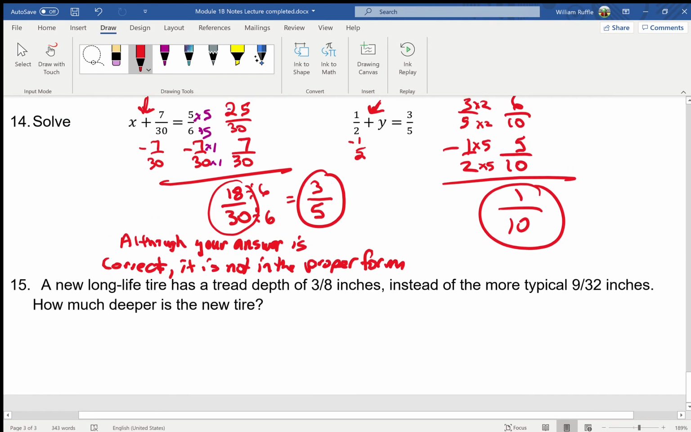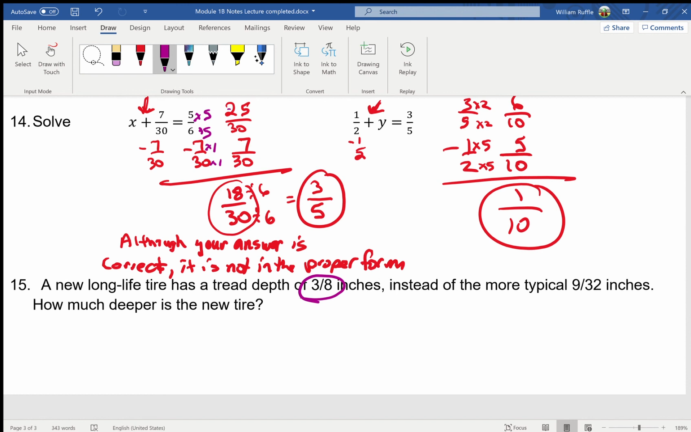And our last question here, and I didn't give myself a lot of space here, so I'll have to deal with this. A new long life tire is 3/8 of an inch instead of the more typical 9/32. So how much deeper is the new tire? So the new tire is deeper. So, we got to think, how much deeper is it?